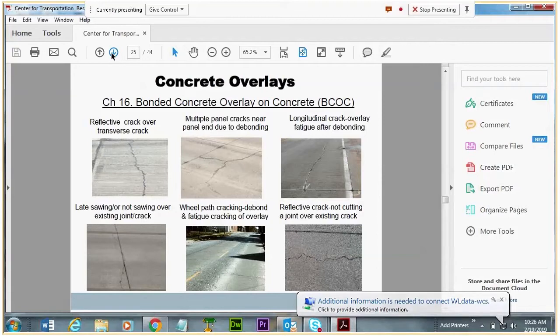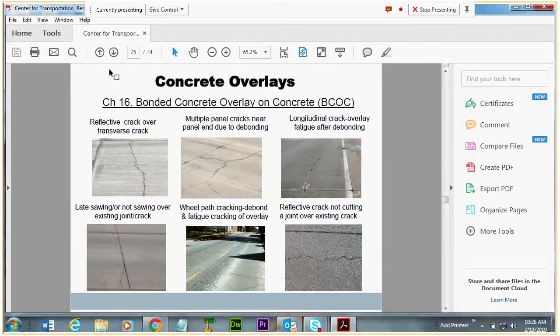Bonded concrete over concrete. We don't see an awful lot of that bonded in concrete as much as maybe we did some 10 years ago. Not necessarily because it's not a good product. It is a good product, but you need contractors with some experience, and engineers that know what they're dealing with.